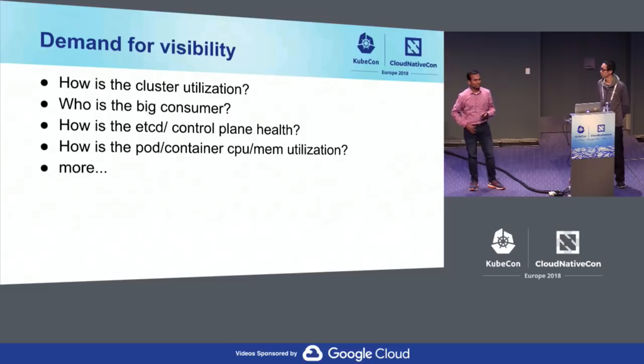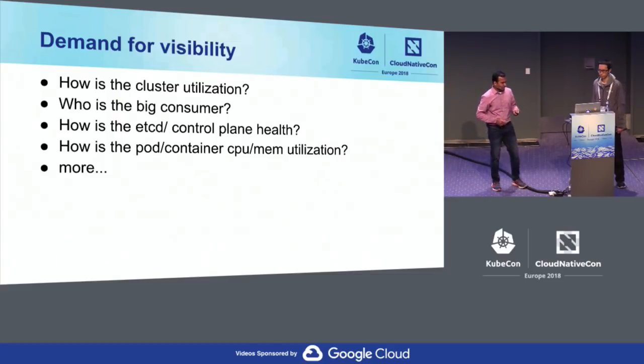We keep getting questions. Hey, how does your cluster visibility look? How much CPU allocation is still available? Do you have the capacity to take more applications on board? Who is the biggest consumer? We have namespace-based isolation, so who is the biggest consumer in our cluster?